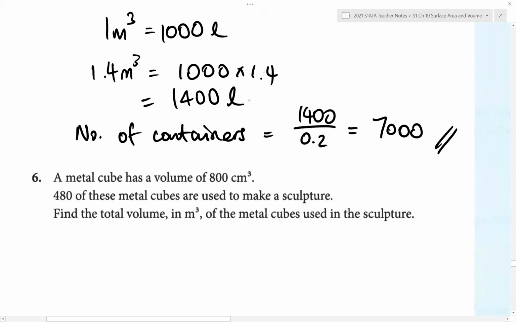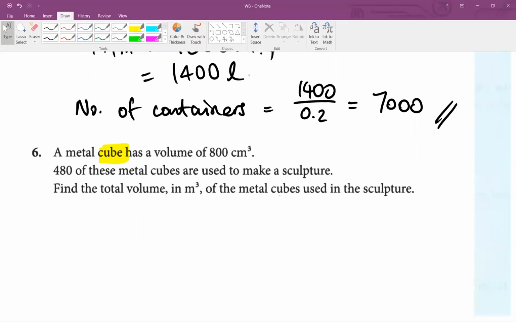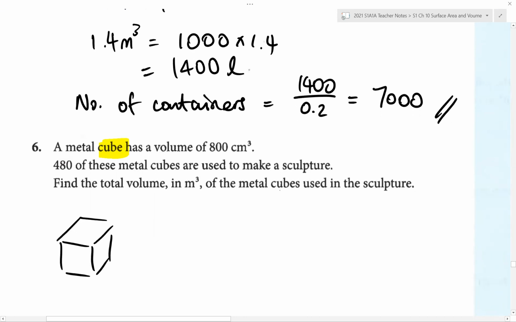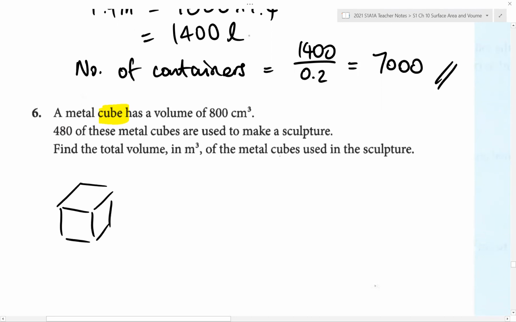So next one, question 6, metal cube. The keyword is a cube. Look, there's no diagram. So you need to know what a cube looks like. Cube has all equal sides. So it looks like this. The volume is 800 cubic centimeter. 480 of these cubes are used to make a sculpture. Find the total volume of the metal cubes in cubic meter.